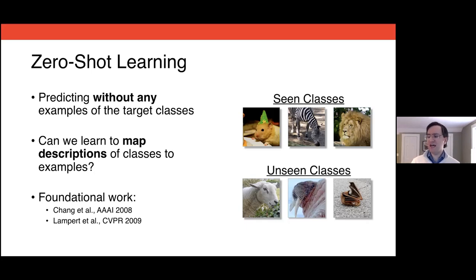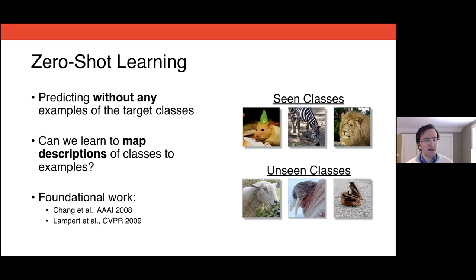We're going to start with some tasks where we have supervision and we know how to solve the problem. For example, we might have some seen classes like mouse and zebra and lion. But then we're going to want to plug in new descriptions of classes that we haven't seen before, maybe like sheep and walrus and bat, and be able to identify instances of these classes, even if we've never seen them before.